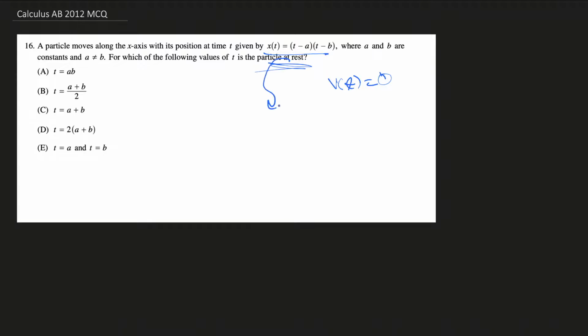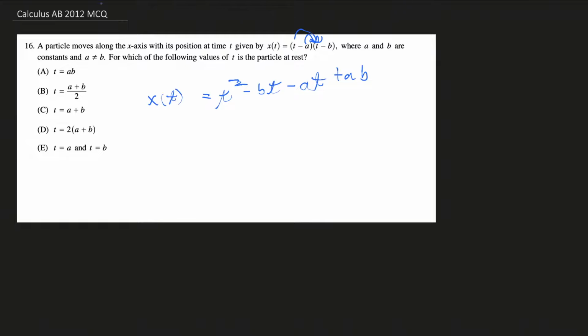So we have to take the derivative of x of t. x prime of t would be equal to v of t, right? So the velocity is 0, which means the object is at rest. With that in mind, what I think would be easiest to do with the derivative is just first distributing this. So I'm going to first distribute the t's. That gives me t squared minus bt minus at plus ab. This here is x of t.